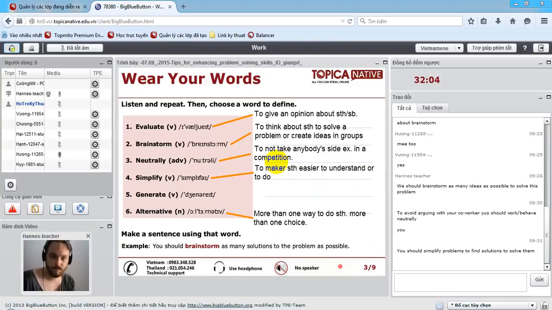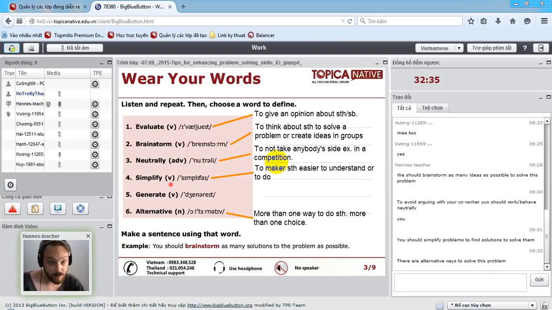We should find alternative ways to solve this problem. There are alternative ways to solve this problem. Excellent. Thank you so much, Hoon, and thank you so much for going one more time.